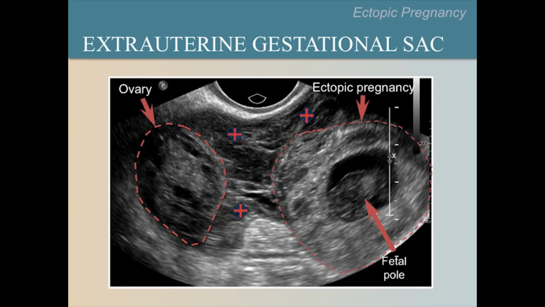Here we have labeled with crosses the complex fluid that surrounds the ectopic pregnancy and the ovary. This is blood clot and suggests that the ectopic pregnancy has begun to rupture.